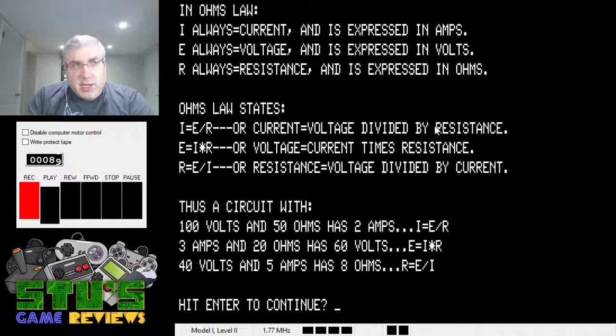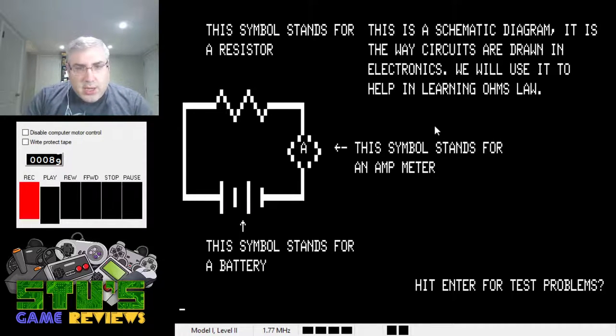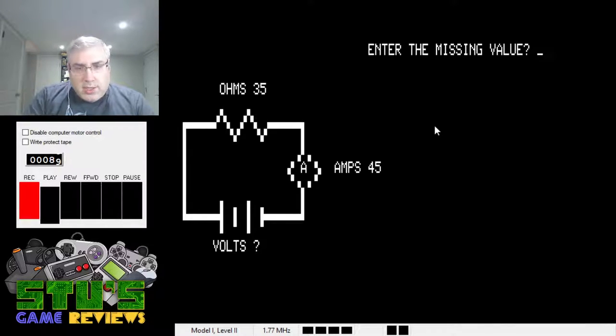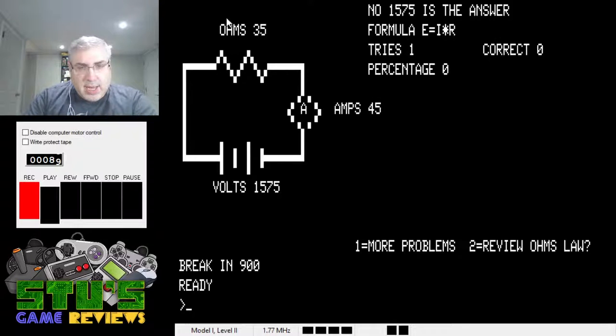Okay, this is like a teaching thing, I think. I is current, E is voltage, R is resistance, E equals I times R. I learned this one time in physics or something, but I'm not doing math problems like this. Ooh, nice picture there. This symbol stands for resistor, schematic diagram, an ammeter, a battery. This is sort of cool, but I'm not just doing some pure math problems. Yeah, E equals I times R. All right, very cool. More problems. Let's just exit. Quit. All right, so that wasn't a game.